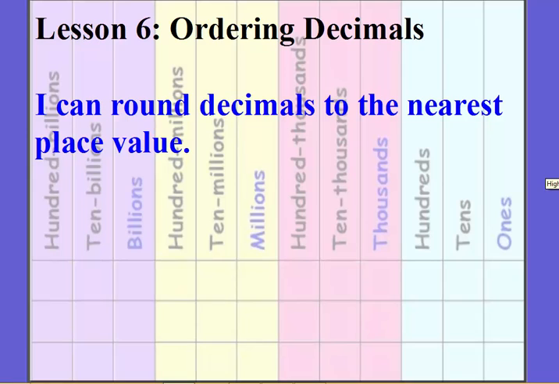Okay, so remember our I can statement was lesson 7. Forgot to change it, and it was on rounding decimals. And our I can statement was I can round decimals to the nearest place value.